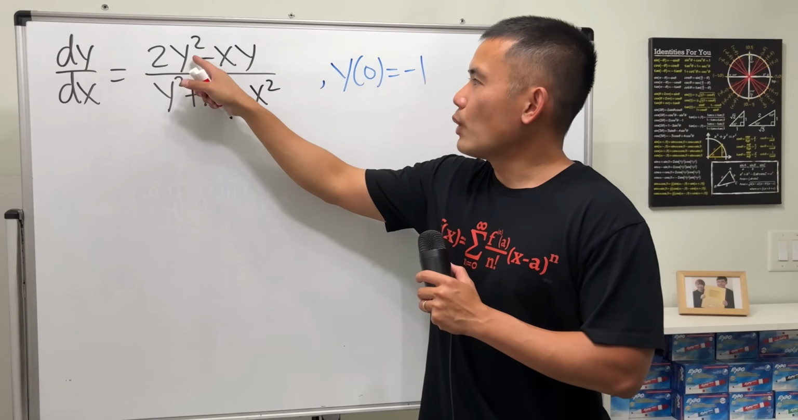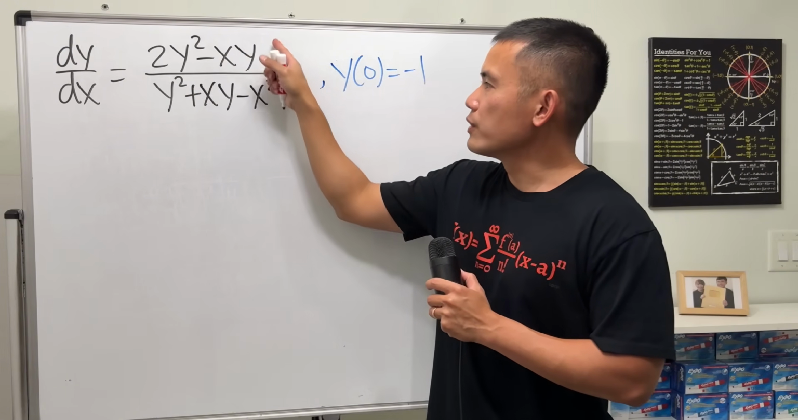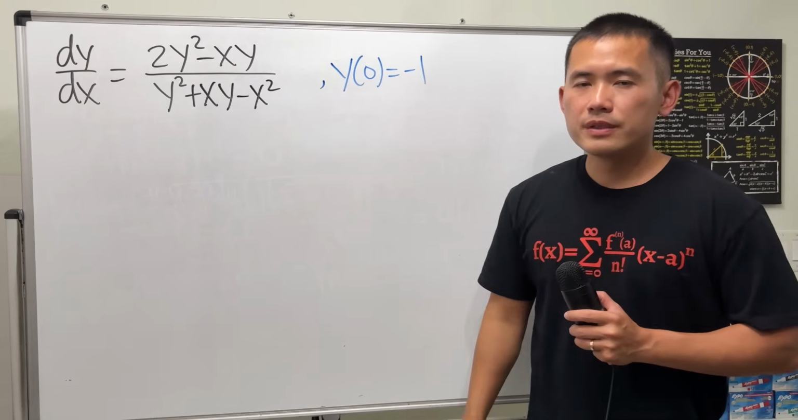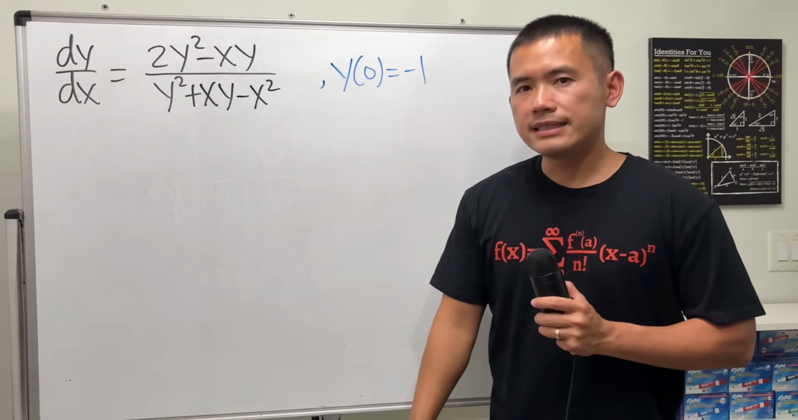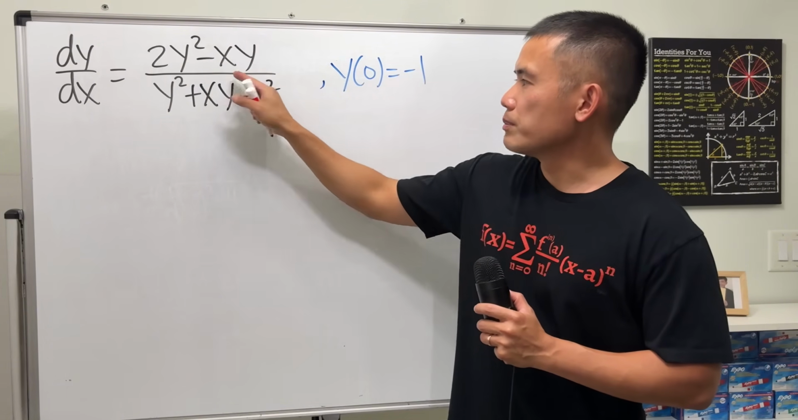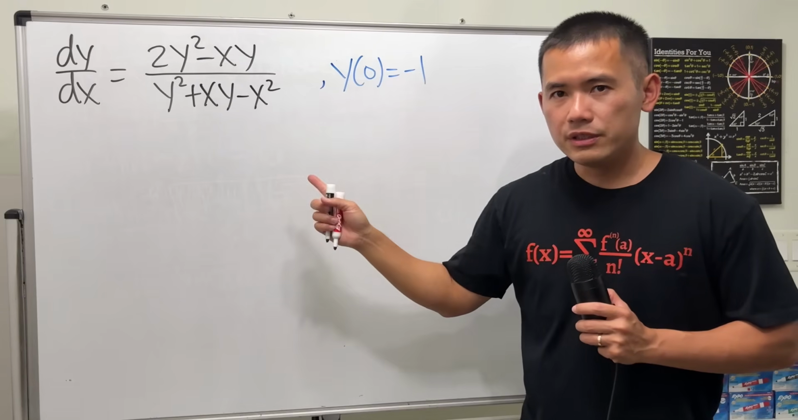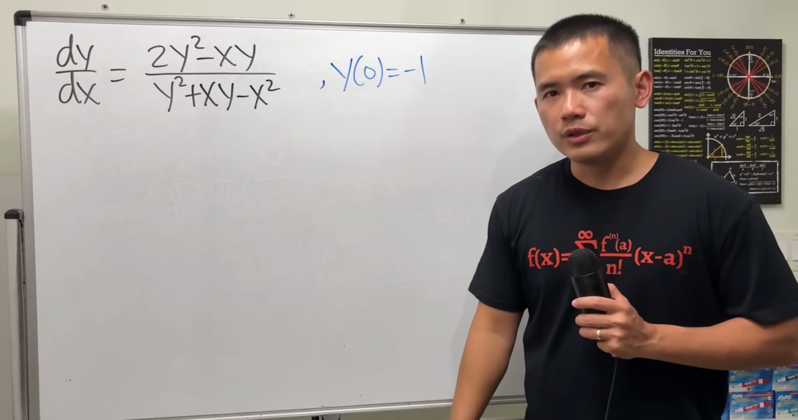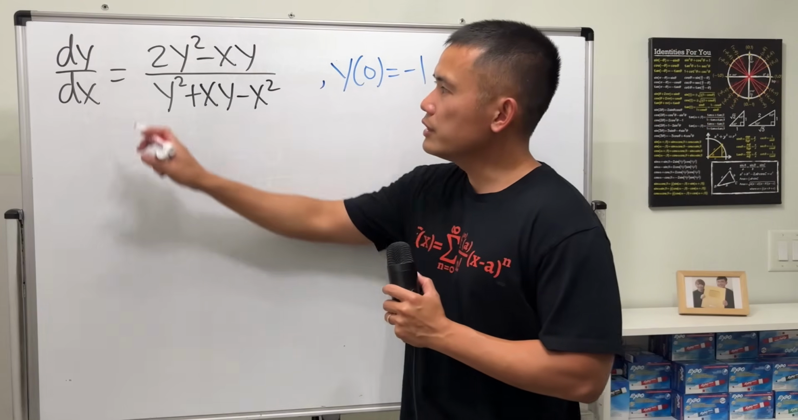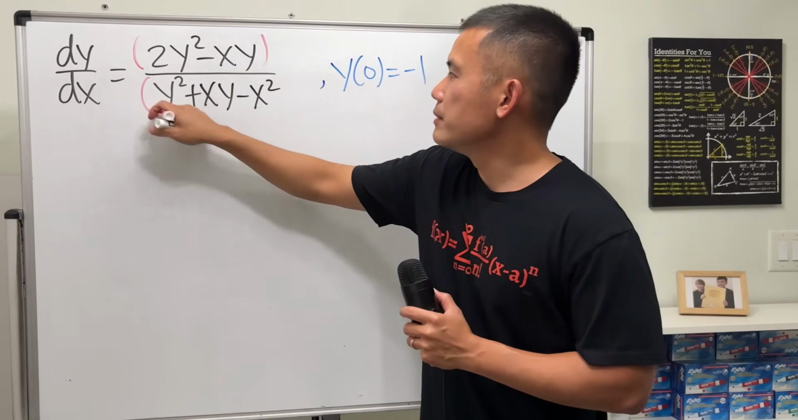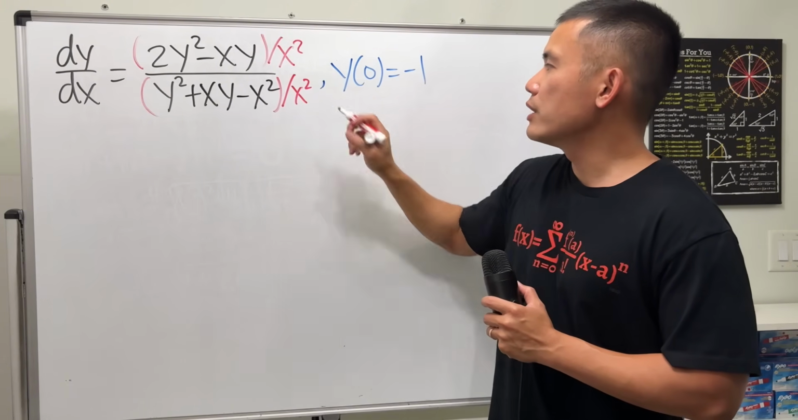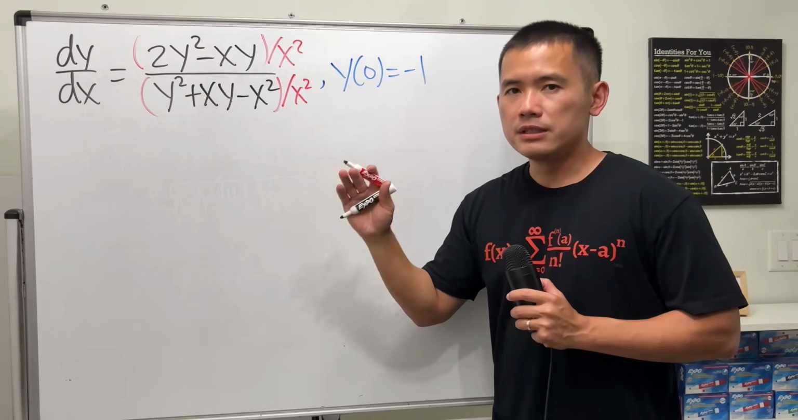First, notice we have y squared, then x to the first, y to the first, and then x squared. Notice each term has degree 2, right? The power here is 2, and then 1 plus 1 is 2, likewise 1 plus 1 is 2. Whenever we have this, it is called a homogeneous differential equation. Then you can solve it by doing the first step right here, which is to divide the top and bottom by x squared. Then we'll do a substitution later on, and it will become separable.